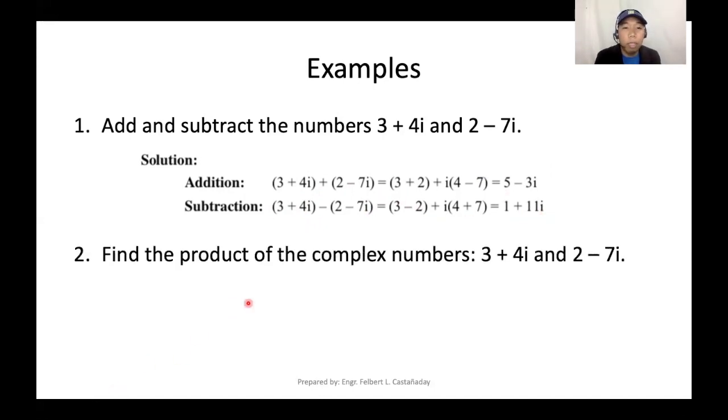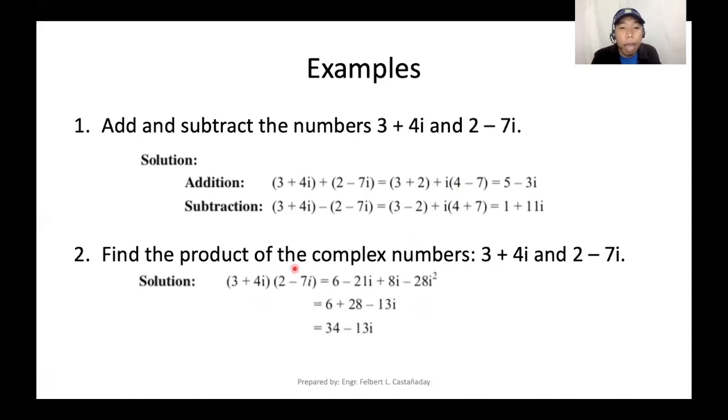Another example is finding the product of the complex numbers, the same given. So how do you perform this? You can use the FOIL method. You basically add the product of the real numbers. So 3 times 2 is 6, 4 times 7 is 28, and then you add them. So 6 plus 28 is 34.